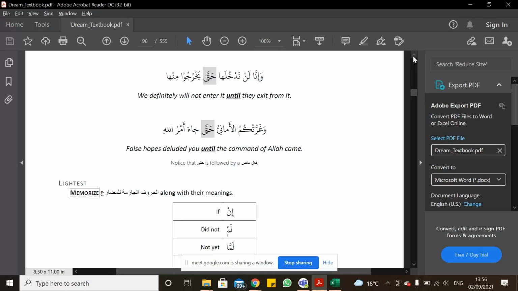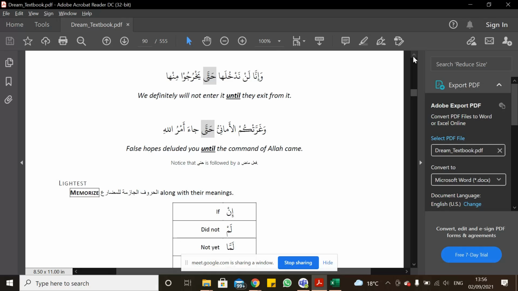We just don't stop here. We look for the next one after it as well. Amrullahi, so this is an idafa form, because there is no al and Allahi is in majrur form. Amr of Allah, the command of Allah. So Amrullahi becomes our doer, the fa'il. Now translate Ja'a Amrullahi. The command of Allah came.